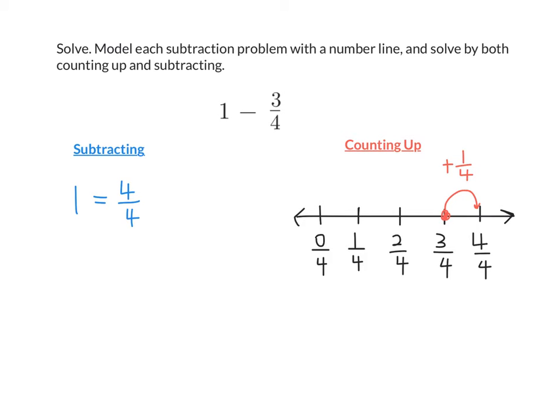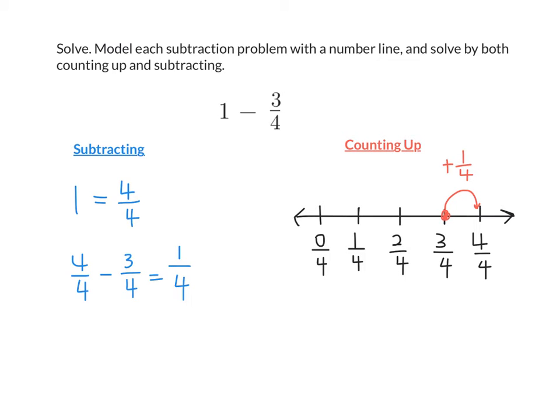Talking about number lines, we can also model subtraction in 2 different ways, okay? The directions tell us to model each subtraction problem with a number line and solve by counting up and subtracting. Let me show you what I mean. If the problem is 1 minus 3/4, I can think of the 1 as 4/4, right? So I can think of this as 4/4 minus 3/4, which is, of course, 1/4.